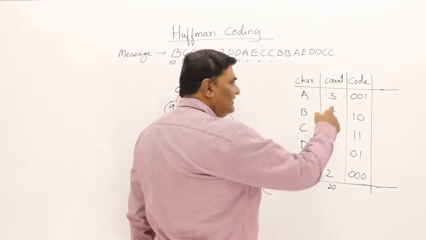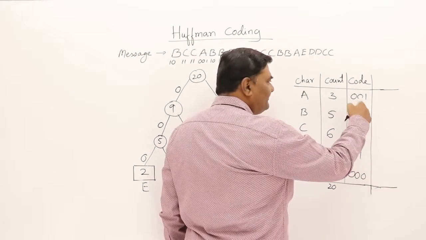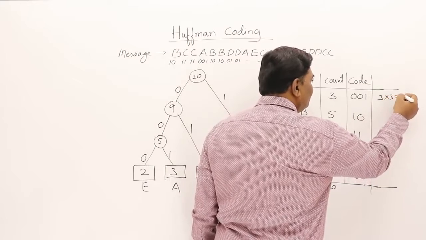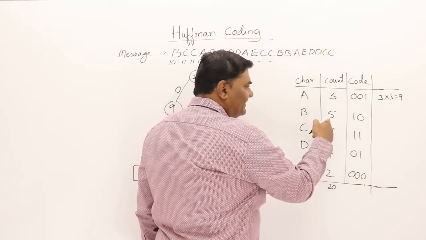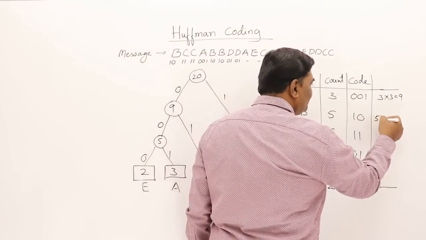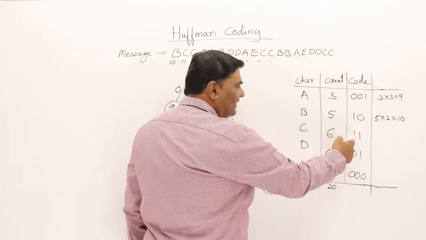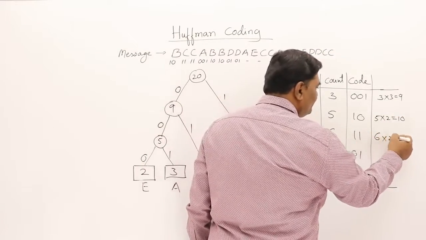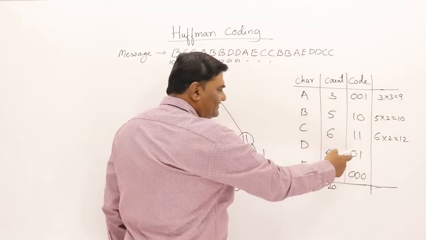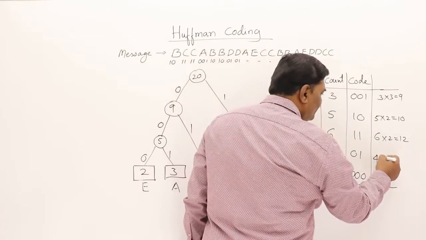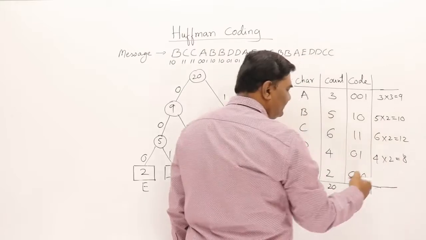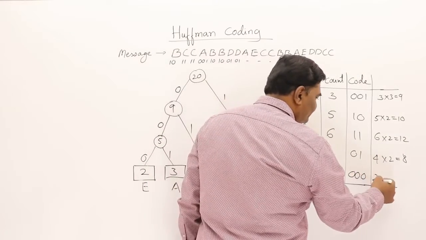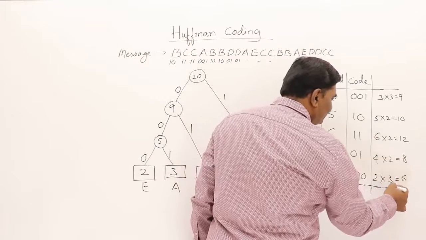For that, how many bits are there for A? 3 bits. And how many times is A appearing? This is 3 into 3, 9. And 2 bits appearing for 5 times, so 5 into 2, 10. 2 bits, 1, 1, appearing for 6 times, so 6 into 2, 12. 2 bits appearing for 4 times, so 4 into 2, 8. And 3 bits appearing for 2 times, so 2 into 3 is 6.